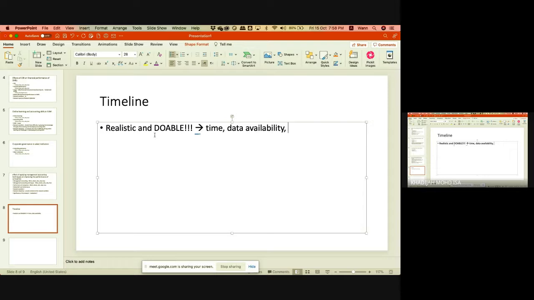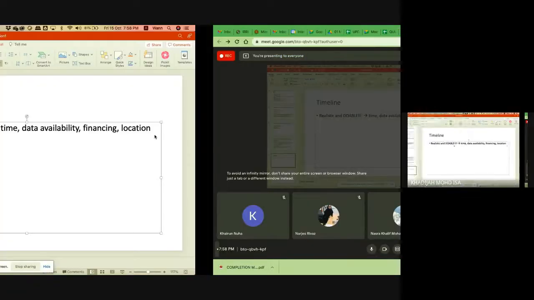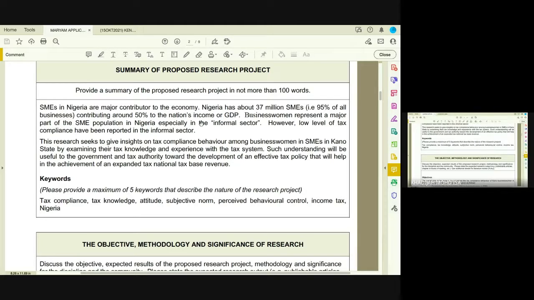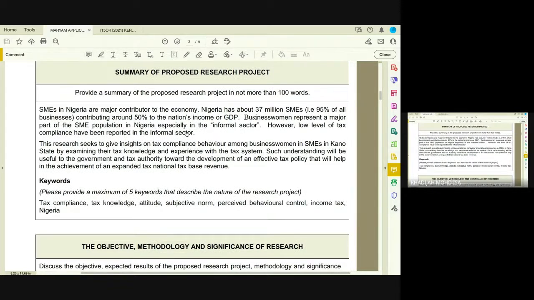And then costing, or the financing of the research, for example. What else? Your location. All this has to be taken into account when you think about the research, right? So as I have given just now, this is an example, here. In this example I continue.